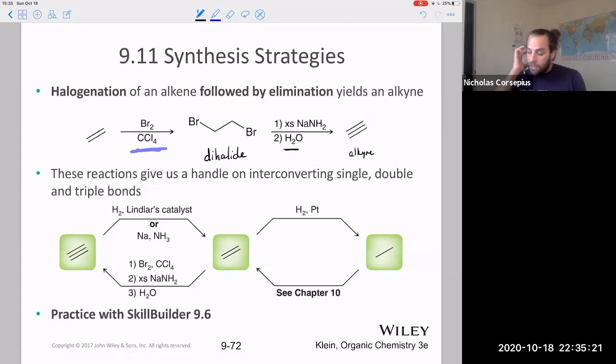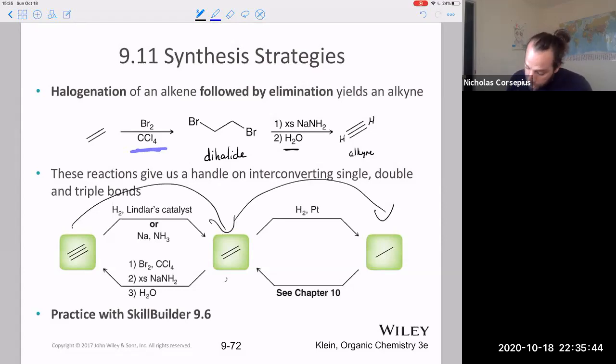Notice here, I'd have to add water because it's a terminal alkyne. Well, it's terminal on both ends, but the bottom line is that I have to make sure to put those hydrogens there as opposed to creating that acetylide ion. All right, so not only do we have a way of jumping in this reduced direction here, we also have a way starting with an alkene to go to an alkyne.